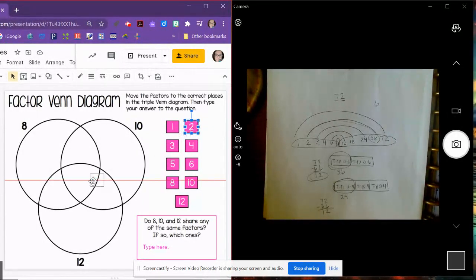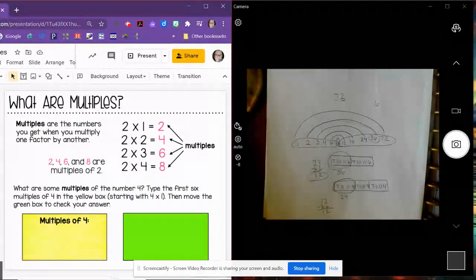So that 2 is going to go right here in the middle because all of these are going to have the factor of 2. If it only goes with 10, they go in this spot. If they only go with 8, they go in this spot, only 12 this spot. And then if they repeat both 8 and 12 here, if all of them go here, if there's a factor that's the same between all of them. And then this one is if they share a factor between 12 and 10.